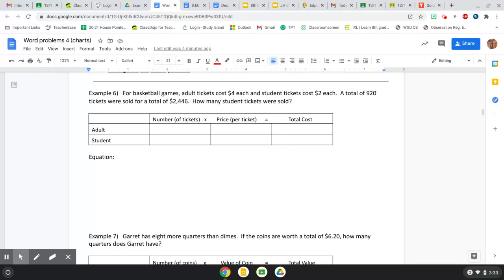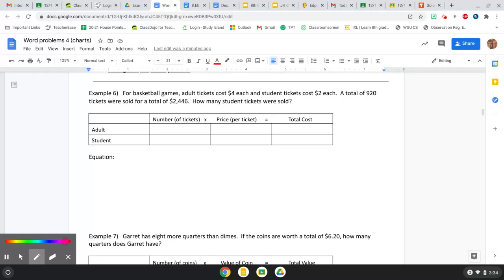All right, so example 6. It says for basketball games, adult tickets cost $4 each and student tickets cost $2 each. A total of 920 tickets were sold for a total of $2,446. How many student tickets were sold? So it's asking how many student tickets were sold. That's our ultimate goal.